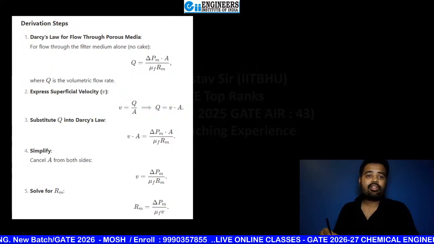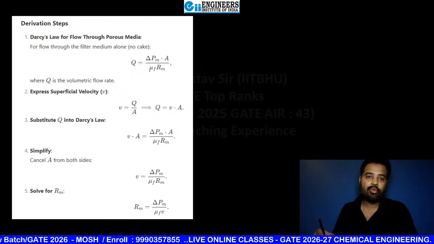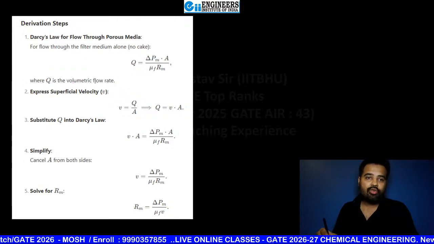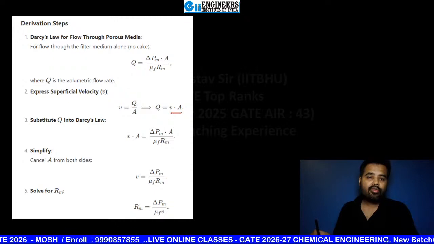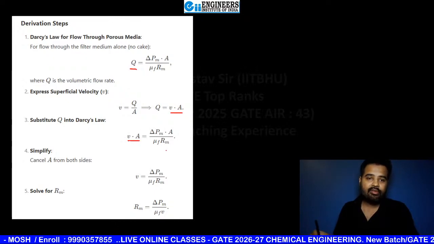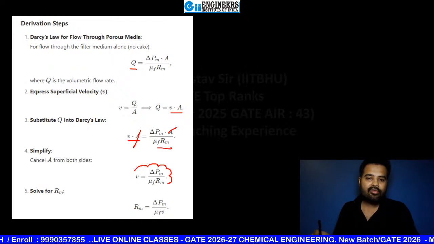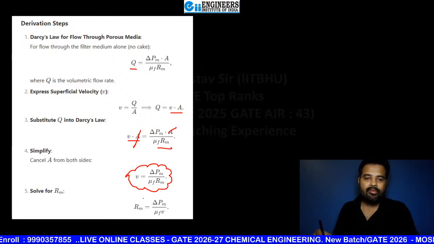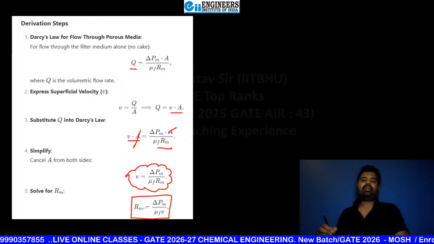Darcy's law for flow through porous media is known as Q is equal to delta Pm A upon mu of Rm, and Q is the volumetric flow rate. Now superficial velocity is Q by A, as I just told you, see here. Now you just write this here, so it will be Va is equal to this. Now A cancelled on both sides, and now you will get this one. No need to write it, there is no requirement to write it.